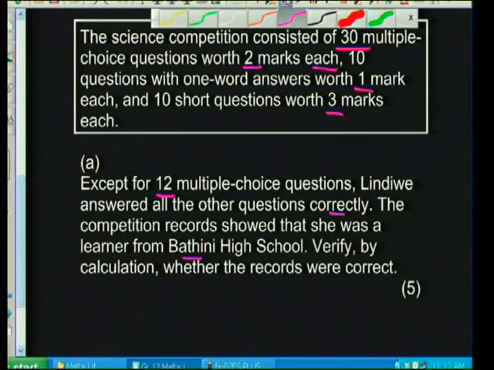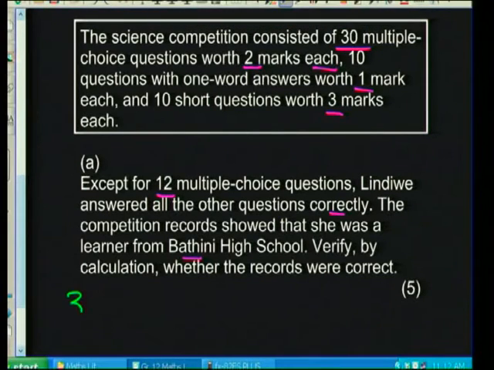So what we need to do is first work out her results. There were 30 multiple choice questions. She did not get 12 of them correct. So in actual fact, she only got 18 multiple choice correct. They were each worth 2 marks each.